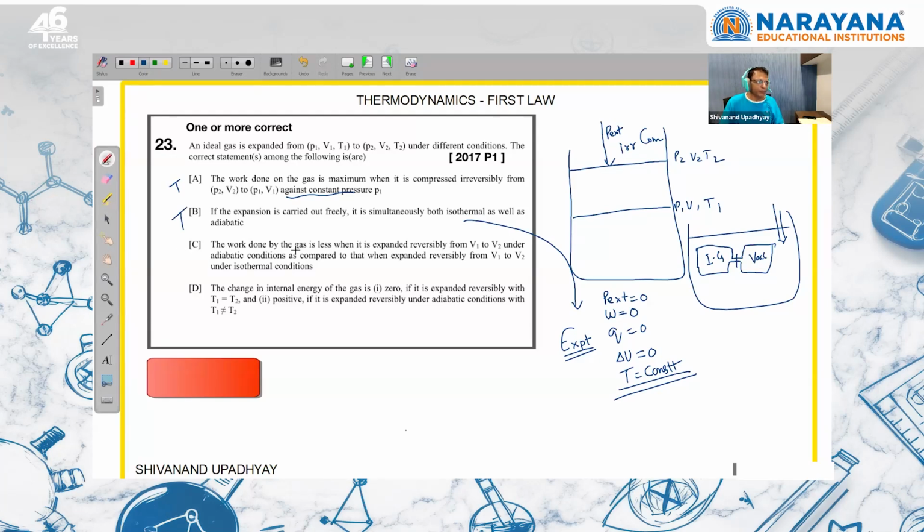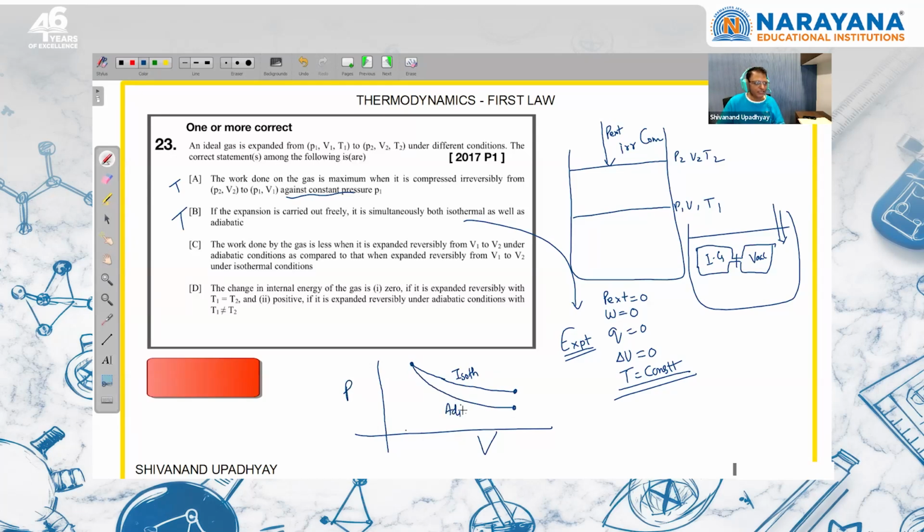The work done by the gas is less when expanded reversibly from V1 to V2 under adiabatic condition as compared to that when expanded reversibly from V1 to V2 under isothermal condition. So you know that we are starting here, pressure versus volume graph. Initial state है, we are moving from initial state to final state. ये जो है वो आइसोथर्मल प्रोसेस है. This process will be isothermal. और एडियाबेटिक में because slope will be more for adiabatic, this will be adiabatic.